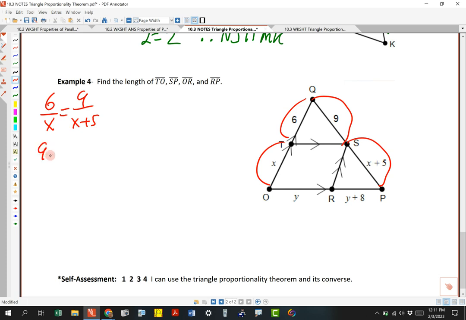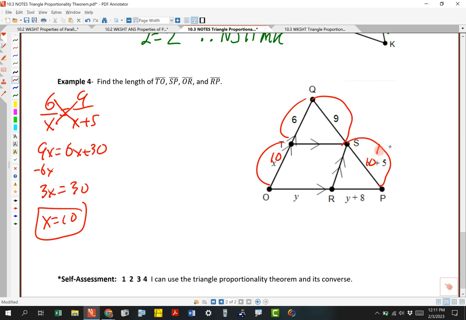So this is going to be 9x equals 6x plus 30 when I multiply here and multiply there. Subtract the 6x. Got x equals 10? Okay. So this piece right here is 10. I'll go ahead and mark that. This is 10, so that one's 15. Now I can do the next one.